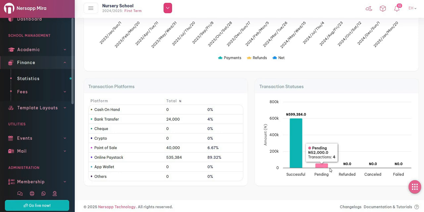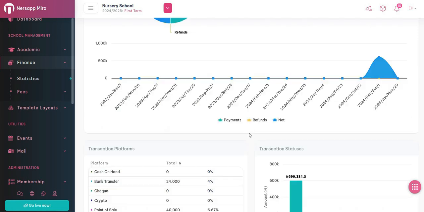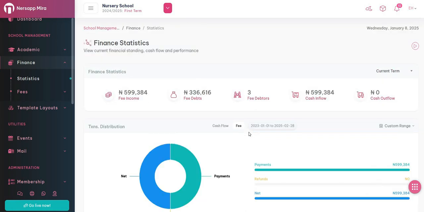If there are any refunds, they will be recorded here. If there are any cancelled transactions, they're recorded here. If there are any failed transactions, they will be recorded here. But what schools will be looking out for are the successful transactions. So this tells you how much actually came into the school. With this information, when you visit the financial statistics, you would be able to know the financial standing, the performance and the cash flow for your school.